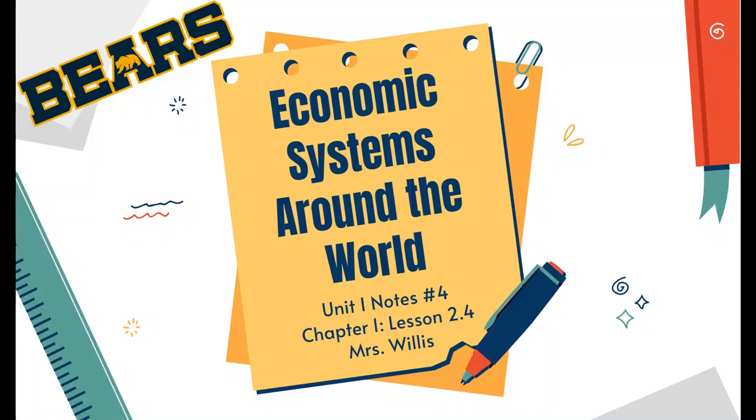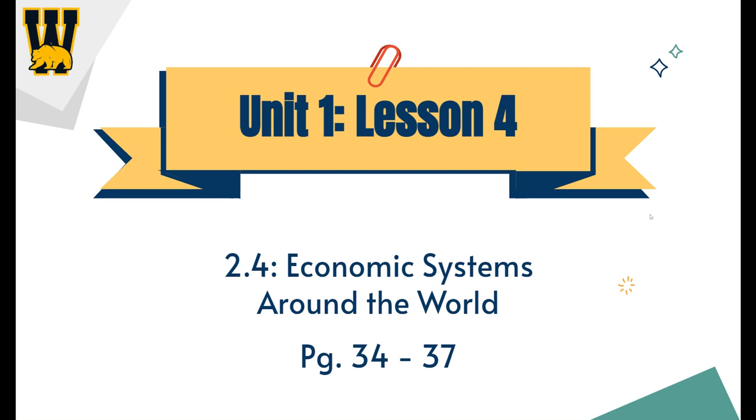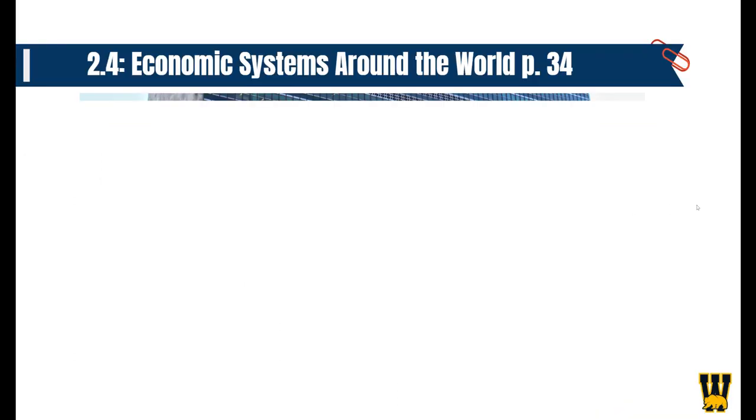Today we're going to be looking at different types of economic systems around the world, and this will be our last set of notes for Unit 1. So they're Unit 1, notes number 4. In the textbook, you'll be able to find them on pages 34 through 37. So hopefully this will bridge over some of the things you learned in econ last semester.